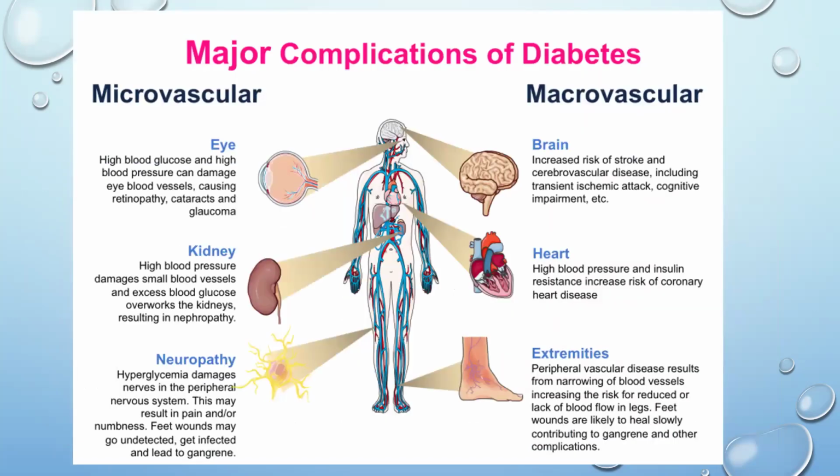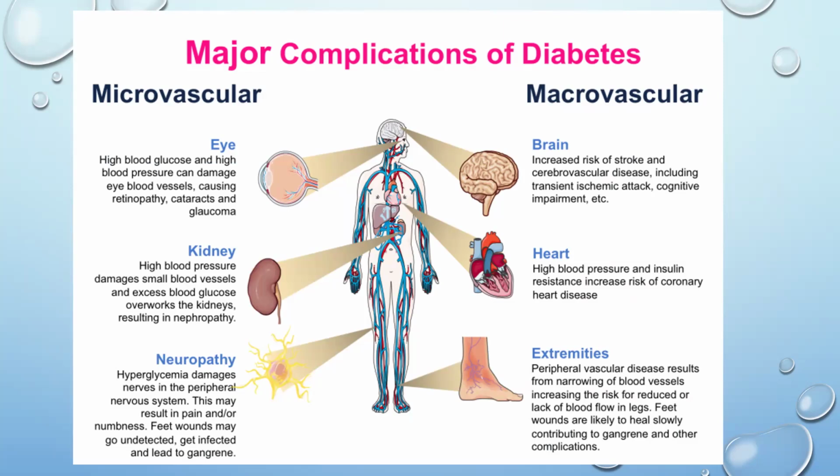Diabetes has a wide range of macrovascular and microvascular complications. The macrovascular complications affect the brain, heart, and extremities. In the brain, they increase the risk of stroke and cerebrovascular diseases, including transient ischemic attack and cognitive impairment.